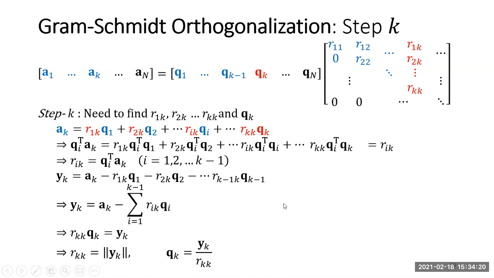Okay, and so this gives me the kth step of the Gram-Schmidt orthogonalization algorithm. Now, this is my RIK, QI transpose AK, and RKK and QK. So this is known. Now I'll fill out these values and then proceed to the next step, K plus 1 all the way until N.